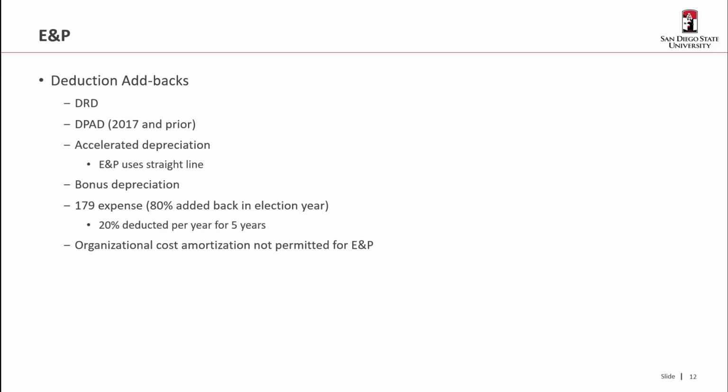So deduction add backs, the DRD, which we talked about, the DPAD in prior years, no longer for 2018 and beyond. Accelerated depreciation, because E&P uses straight line. You'd have to add back, therefore, bonus depreciation and any immediate expensing under Section 179. For this purpose, you add back 80% in the year you take the 179, and then 20% deducted per year for 5 years. So the organizational costs of amortization, those are not permitted for E&P.